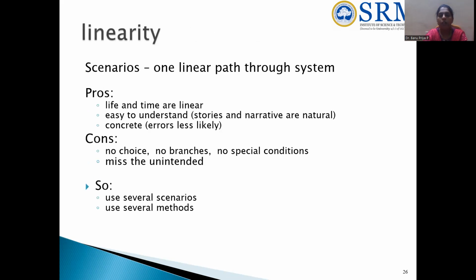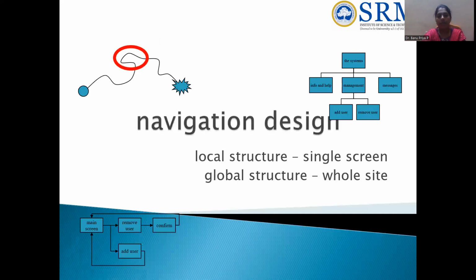The pros and cons of linearity: if you look at it, there is only one linear path throughout the system, so obviously it is less time consuming, easy to understand, and concrete. But the cons are that you have no other choice. If it is misunderstood, then the result is unintended. So it is better to use several scenarios via several methods.